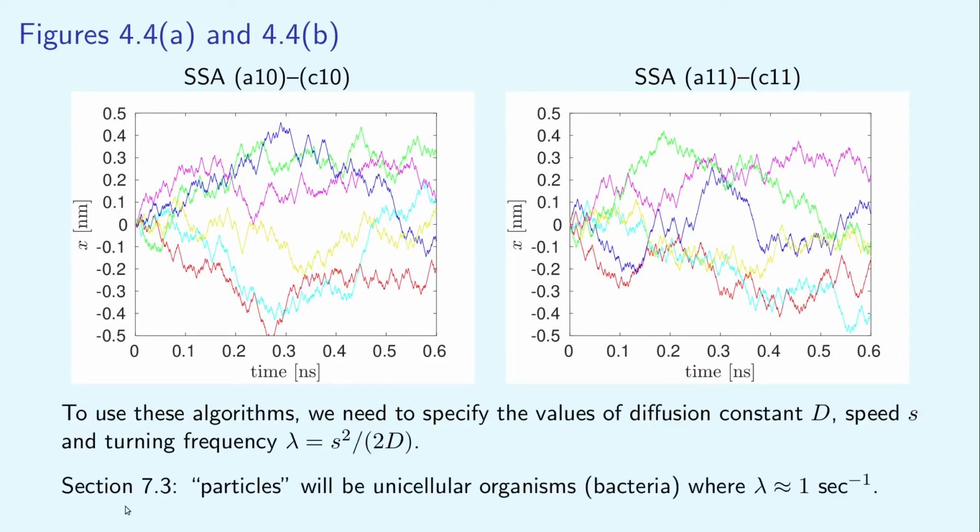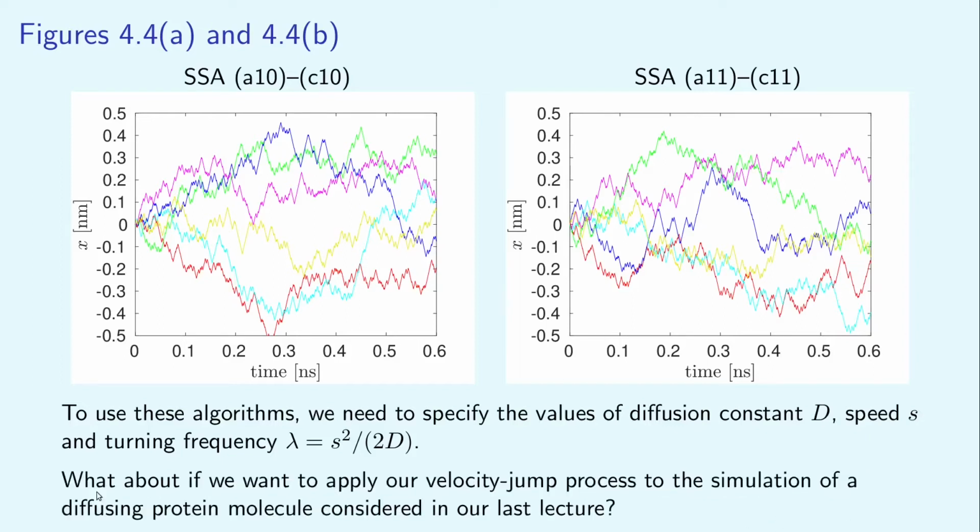In section 7.3, we will use velocity jump processes for modeling behavior of unicellular organisms, like bacteria, where their turning frequency lambda will be around 1 per second. If particles are unicellular organisms, then we can use such experimentally measured values. What about if we want to apply our velocity jump process to the simulation of a diffusing protein molecule considered in our last lecture? What are the appropriate values of diffusion constant d, speed s, and turning frequency lambda?